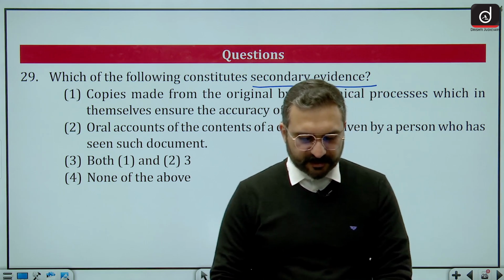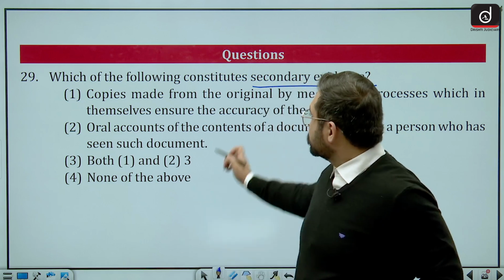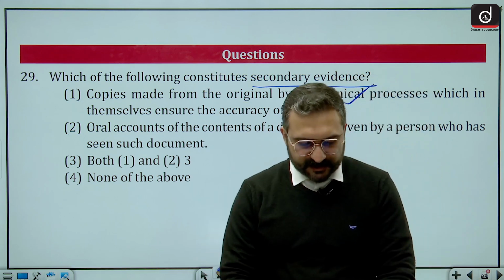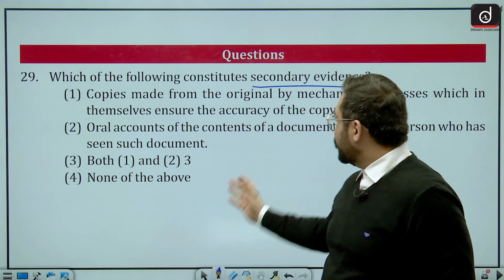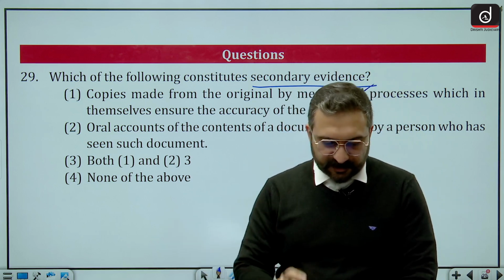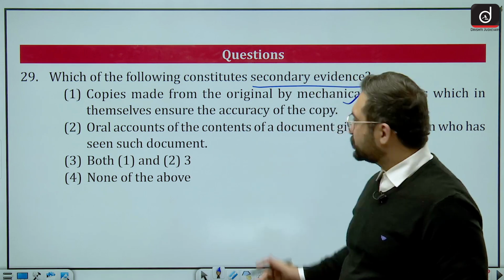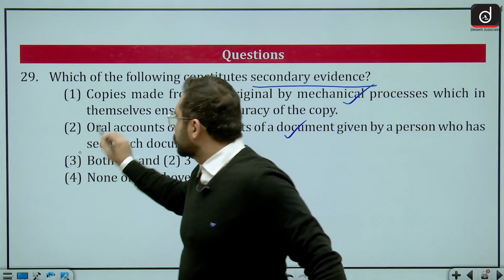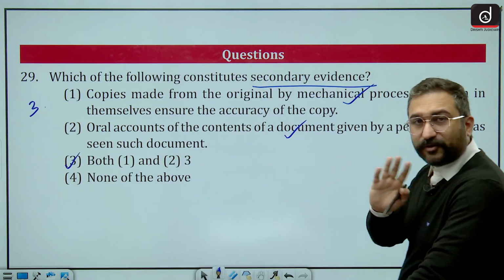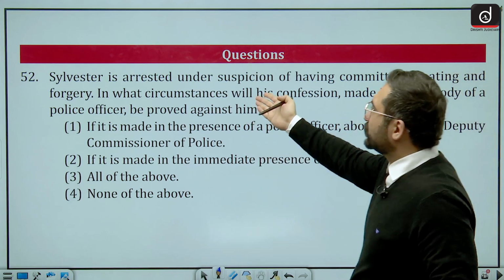Secondary evidence means and includes certified copies, copies made from original by mechanical process, absolutely right. Copies made from or compared with the original, there is no such thing at all. Coming to the oral accounts one. Fifth is oral accounts of the contents of document given by some person who has himself seen it. This is also right. Both 3 is your answer. Direct questions are coming in this, these are all factual, there is no concept in these, no need to use any brain, it is whatever you know.